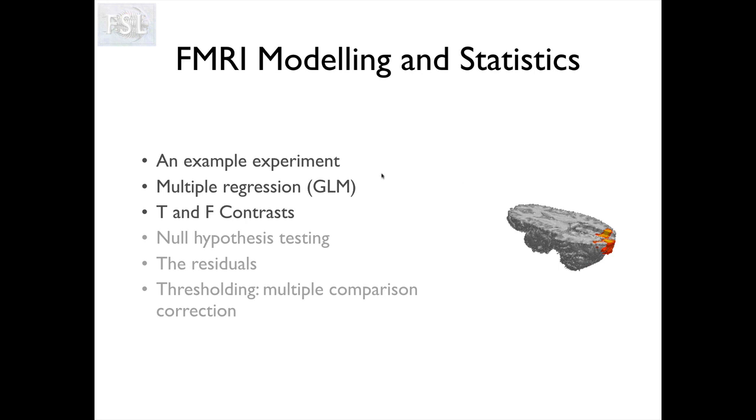So in this first part, I'm going to show you an example experiment. We are going to use that example experiment to together build a model that describes the data from that experiment, and then we are going to ask interesting questions from our data through the model using something called T and F contrasts.